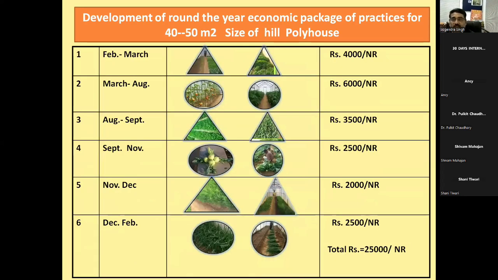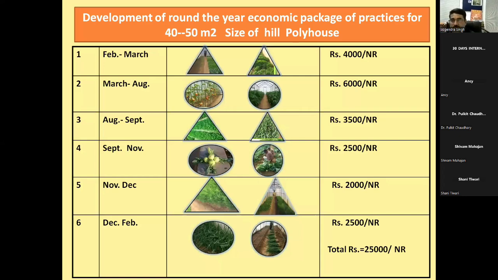If you belong to the hill area and adopt my crop rotation, you can earn more than 25,000 rupees from a 40 to 50 square meter polyhouse, because a hill area has this size of polyhouse, single span, 40 to 50 square meters. If you grow nursery from February to March, a crop from March to August, nursery from August to September, knol khol from September to November, onion nursery from November to December, and green onion from December to February, all will be calculated to more than 25,000 rupees within a year.